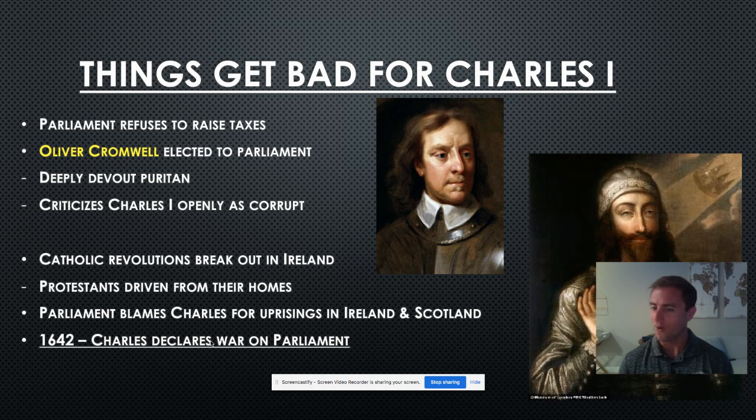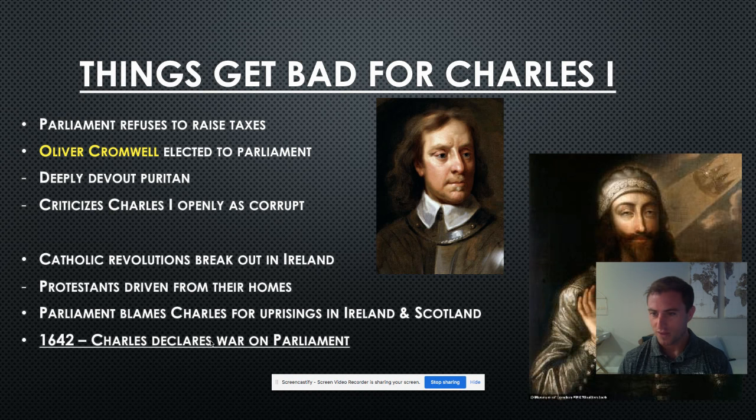And so now we have Parliament starting to speak out against their own king, and that's not a good thing. And then to make matters worse, over in Ireland now, which is heavily Catholic, they start breaking out in revolutions. So now the Scottish are rebelling, the Irish are rebelling. Both are supposed to be controlled by England. Both are supposed to be controlled by Charles I. And so now Parliament is going to blame Charles for all this. Oliver Cromwell is going to say, it is your fault, Charles, that we have uprisings in Scotland and Ireland.